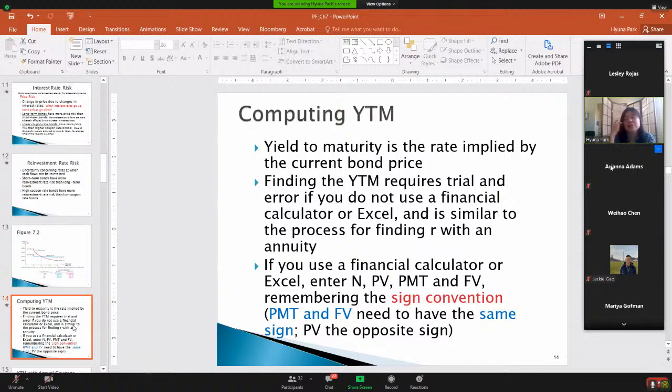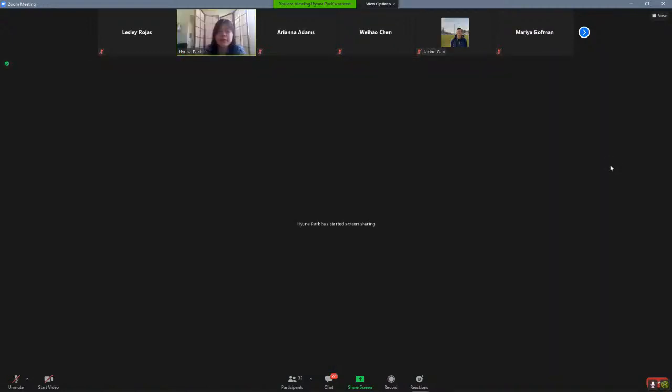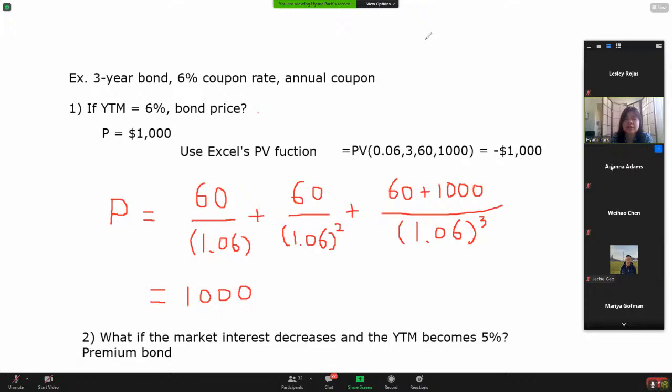And the next slide is showing you how to do the yield to maturity calculation. So yield to maturity is the discount rate. Finding yield to maturity, in terms of calculation, is the same. Whether you use a financial calculator or an Excel function, make sure you enter the correct numbers. But what's most important in the yield to maturity calculation is sign convention. So let me take a break and go back to the whiteboard and clear and start over.